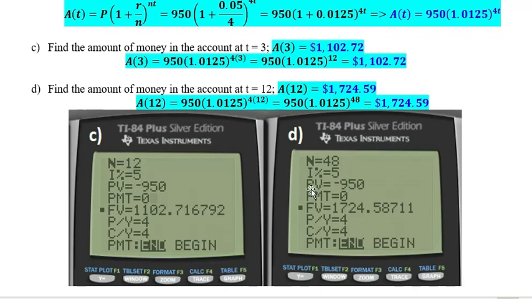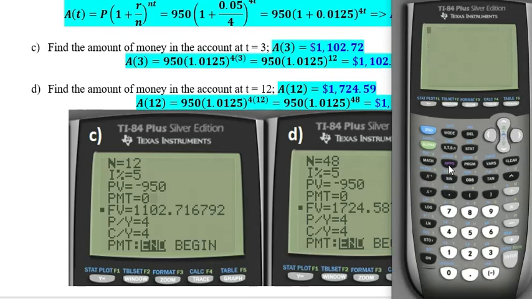I is 5. Present value, which is the investment, is 950. PMT, we don't care. Then P over Y is 4, C over Y is 4. Then alpha solve, it gives you $1,724.59. And here it is.